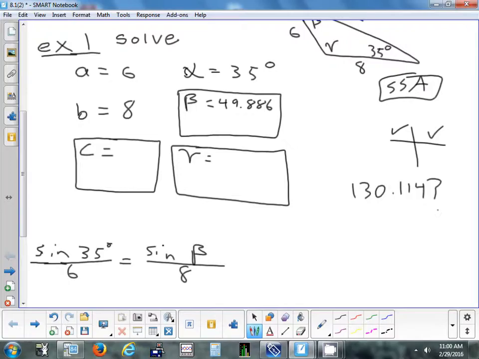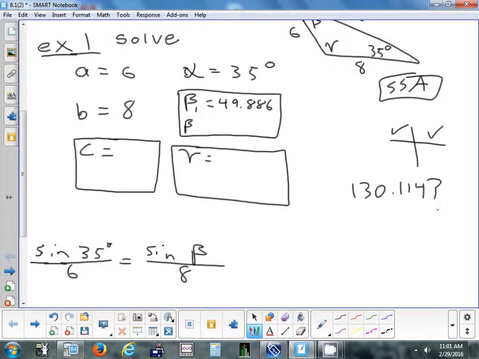130.114. So if there's a second answer, this is what it is. How do I check and see if this answer works, or a hint might be, does it fit? Yep. For example, if 130.114 plus 35 is less than 180, which it is, then it is a plausible answer.